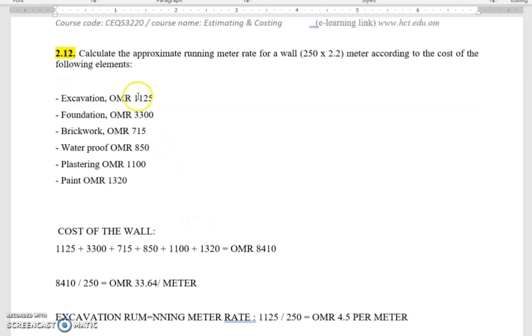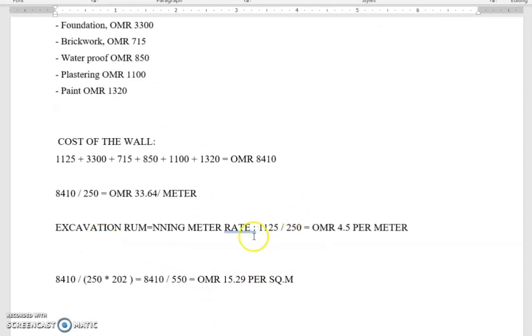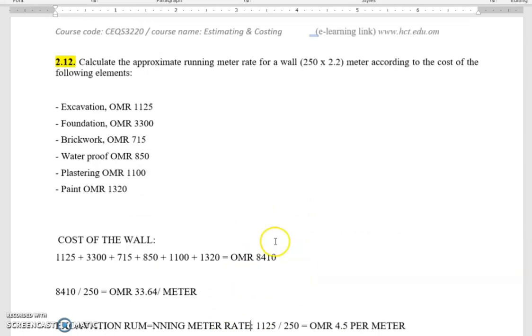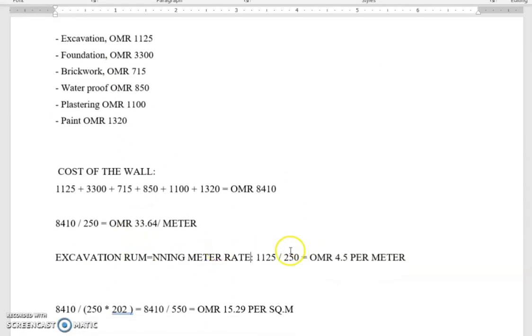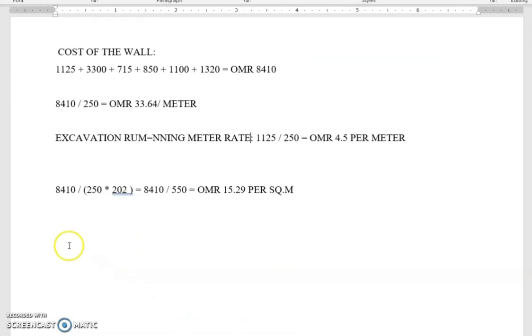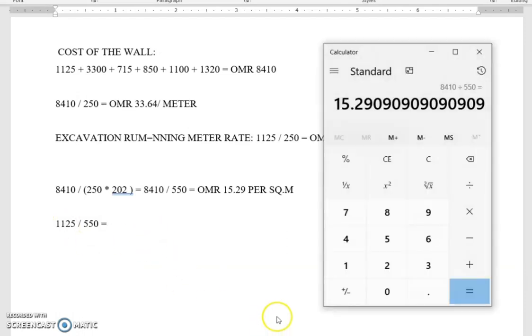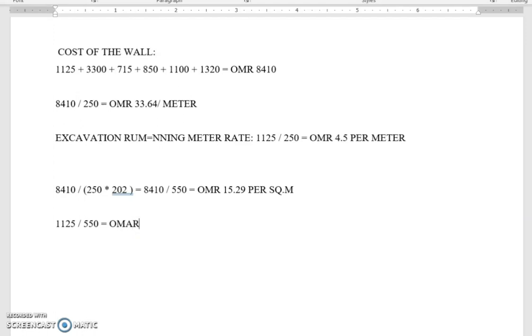And again, if we want the same thing for the excavation, for example, per square meter, this will be the rate. We will divide this one by 550, and it will be 2.04 per SQM.